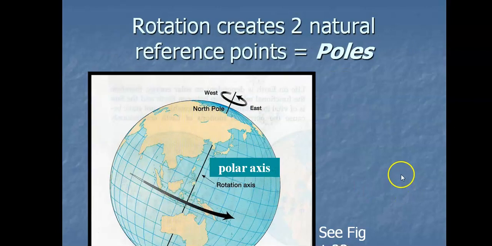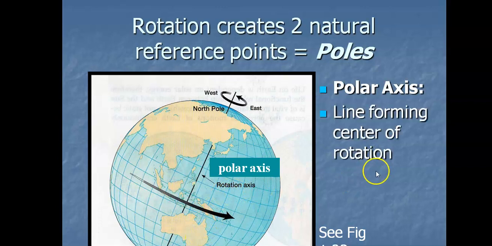But anyways, a final thing really about rotation that's another critical thing is the fact that the Earth rotates. It winds up creating two natural reference points on Earth, and those are the poles, the North Pole and the South Pole. And so you can draw an imaginary line forming the center of rotation. It's called the Earth's polar axis. It's an imaginary line forming the center of rotation.